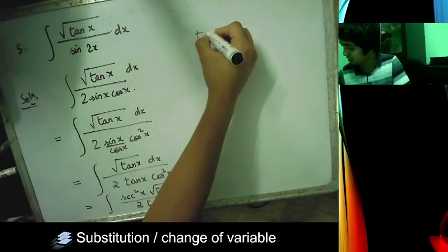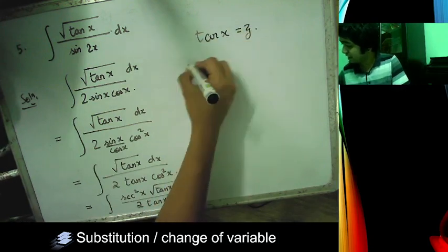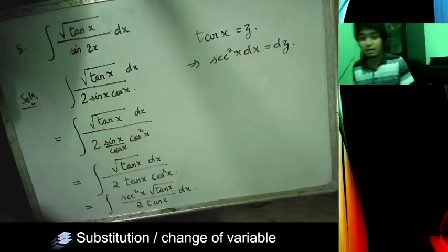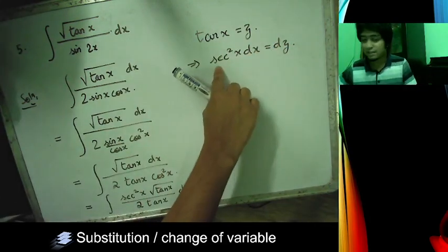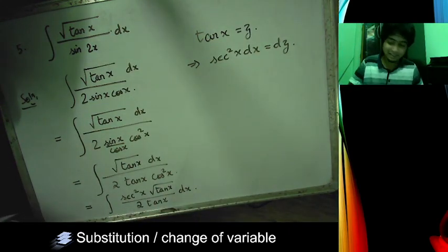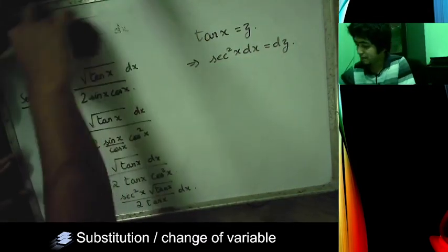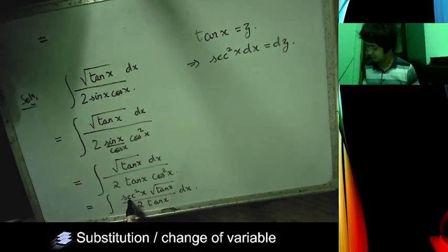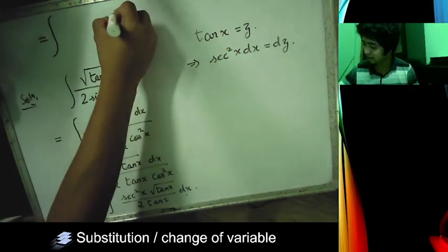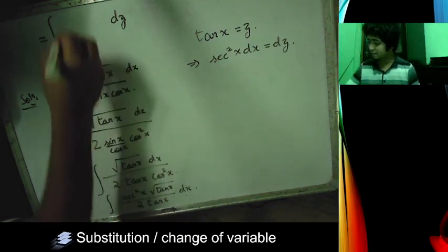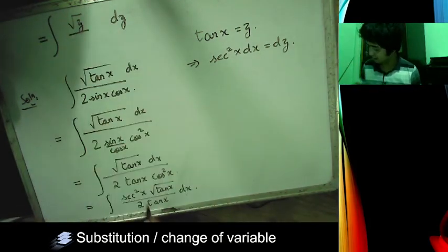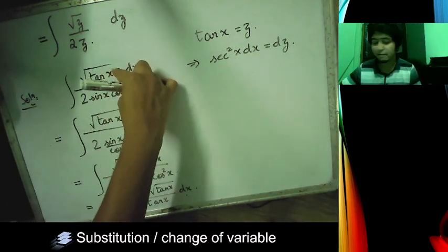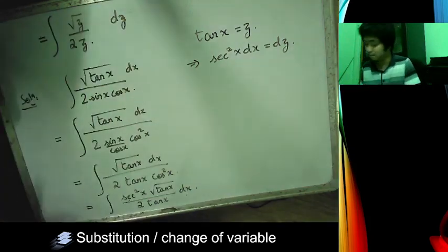So now we only have to do the substitution, tan x equals z. We can differentiate both sides. We will be getting sec square x dx equals dz. Differentiating tan will give you sec square. Now all that is left is using this one over here. Sec square x dx will give you dz. Root tan x will give you root z, and 2 tan x will give you 2z. So from a very difficult looking integral, now it becomes simpler.